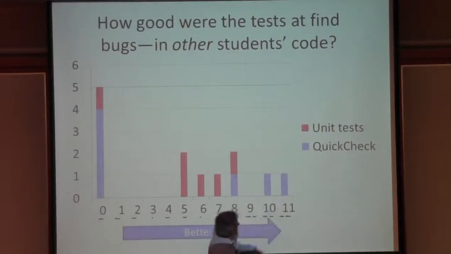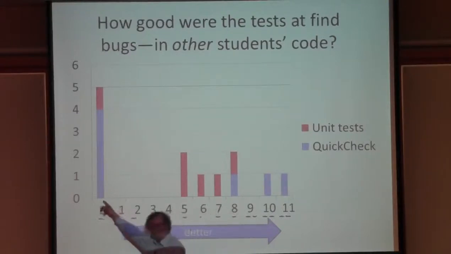One of them could find every possible bug, and the other two here, if you look at this, the worst QuickCheck properties were as effective at finding bugs as the best set of test cases. That's a good result. And it's actually statistically significant, even with a small number of students. But what's this?